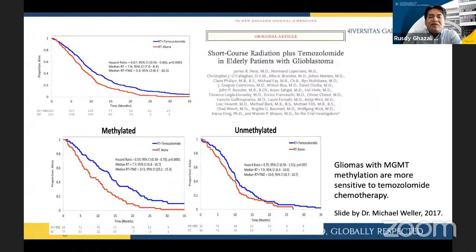And this is proven with a very important study by Perry et al., which shows that patients with MGMT methylation are more sensitive to chemotherapy compared to patients without MGMT methylation. So this is a very landmark study which shows the role of MGMT methylation in patients with glioma undergoing chemotherapy.